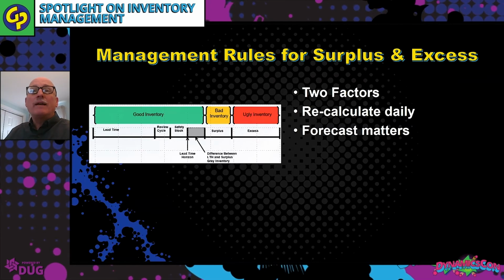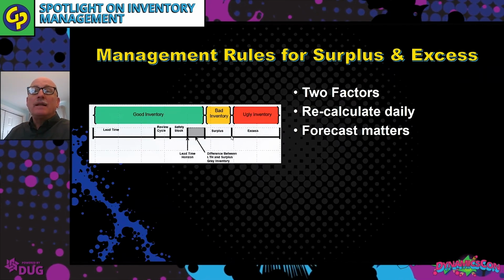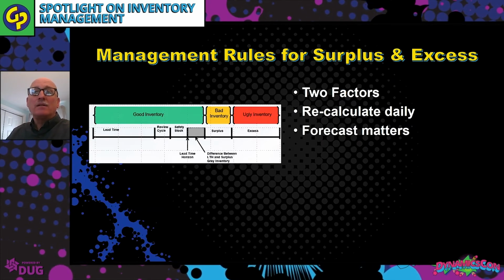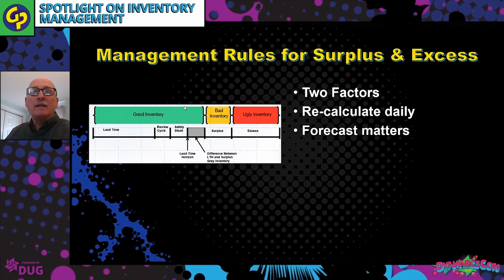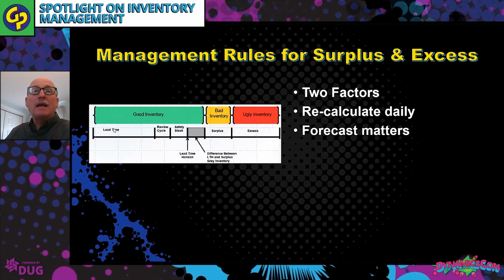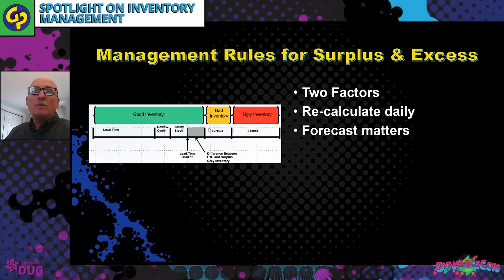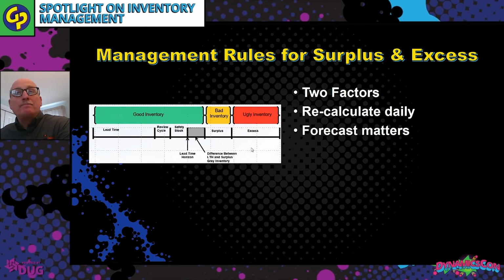And then I'll have a second factor. If I go beyond this second fence, that second management factor, anything that lasts beyond that, I'm going to call that excess. So that's a simple way with just two management factors of some number of days that go above and beyond the lead time, review cycle, and safety stock days. It defines what's surplus and what's excess. And you'd want to recalculate that every day.